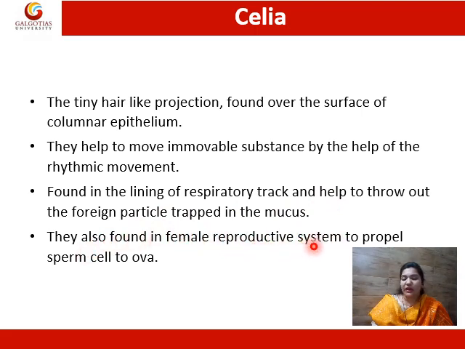In the female reproductive system, they are commonly found in the fallopian tube. The rhythmic movement of these cilia in the fallopian tube can help to propel the ova to the uterus in a good direction. So, in the intestine, these cilia also help in better absorption, providing much more area for absorption.